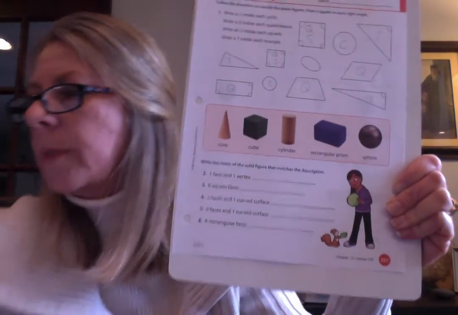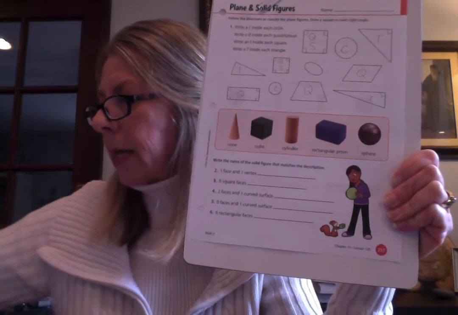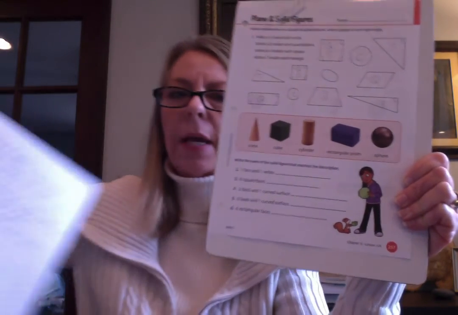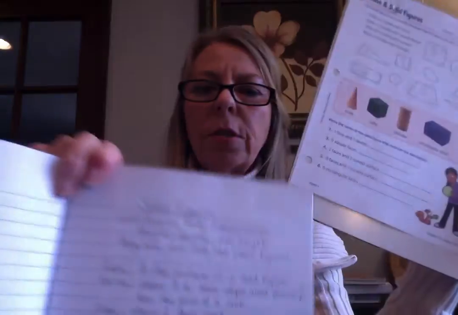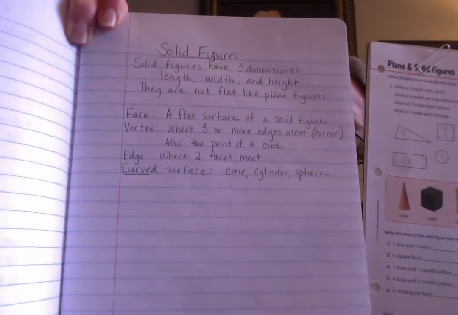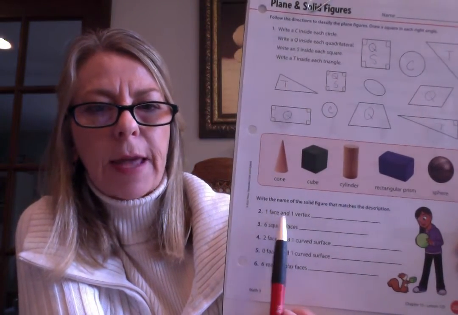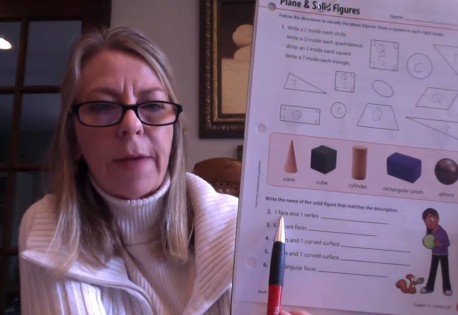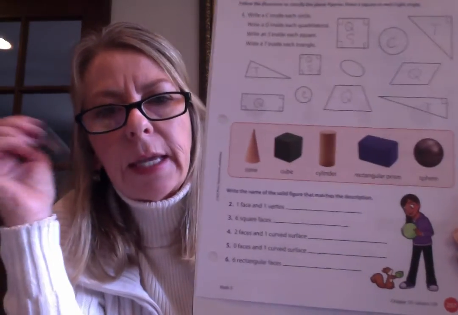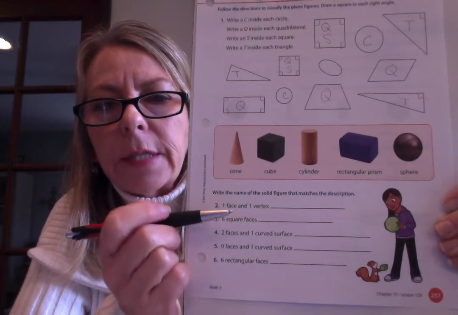Remember what we talked about in our journal, what a face is, what a vertex is, and what an edge is. You should have your journal, you can have it open, but remember we want the definitions of those to get in your heads and be very familiar with those. So what you're going to do is look at the attributes, and it says one face and one vertex. So you're thinking, just one face and one vertex. Remember, a vertex is like a corner.